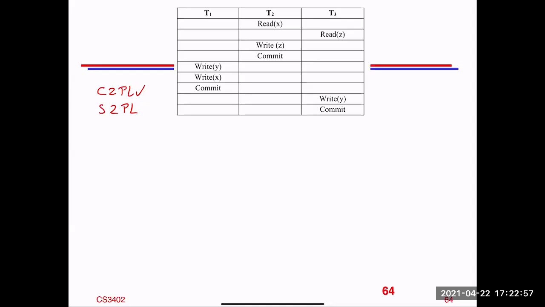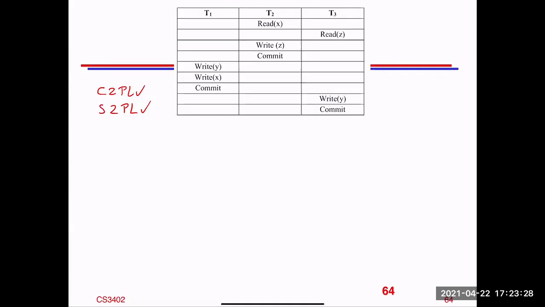T1 is waiting for T2, and T2 is waiting for T3 because of these two operations here. What about T3? Well, it does this right here on Y, so it's waiting for this lock. Unfortunately, we have a cycle that involves all three of them. So T1, T2, and T3 are all involved in a deadlock if we just use strict two-phase locking.